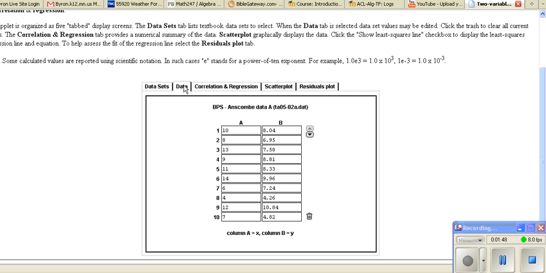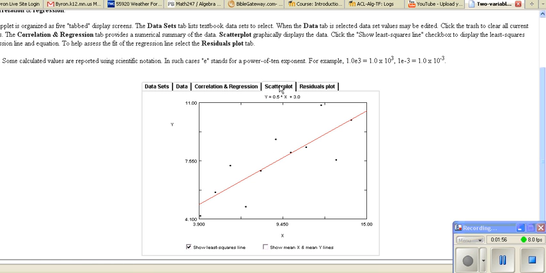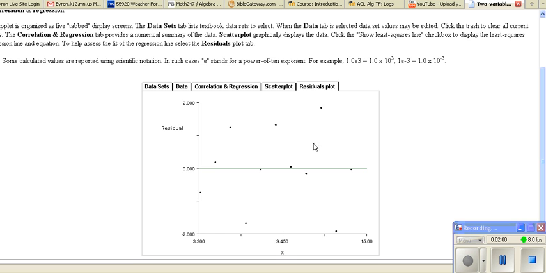Let's take a look at this one here. Here's your data set. Here's your correlation. R, once again, is fairly high. There's your regression equation. Your scatter plot looks pretty good. We look at our residuals, randomly distributed on either side.